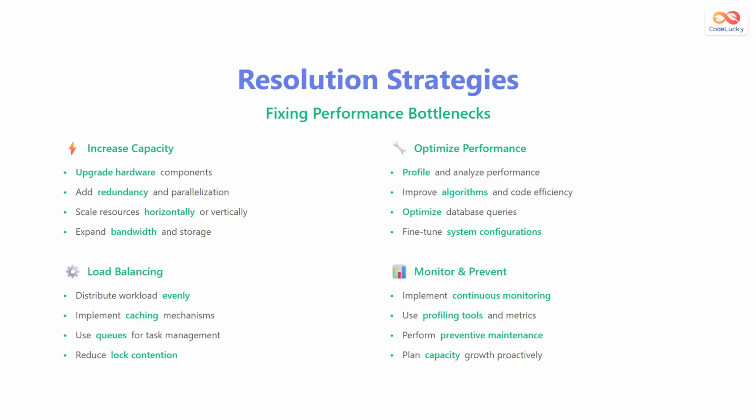To fix bottlenecks, increase capacity by upgrading hardware, adding redundancy, or scaling resources. Optimize performance by profiling code, improving algorithms, and tuning configurations. Implement load balancing to distribute work evenly and use caching. Finally, monitor continuously using profiling tools and metrics to identify issues before they impact users.